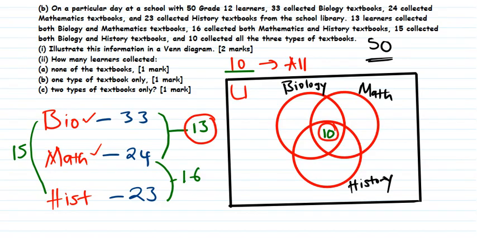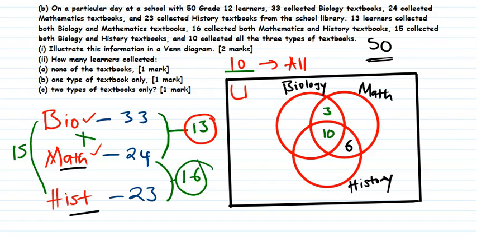That's okay, because the 10 that collected all the 3 are part of the 13 that collected the 3 different types of textbooks, so we have to subtract. So we'll remain with a 3 for biology and math, and then we'll go to the 16, which is for mathematics and history. This is math, this is history, so we equally remove the 10, we'll remain with a 6 there. And then what's remaining for the intersection?